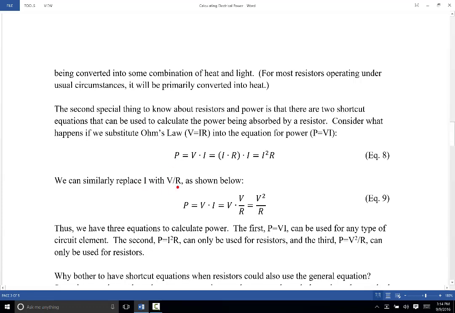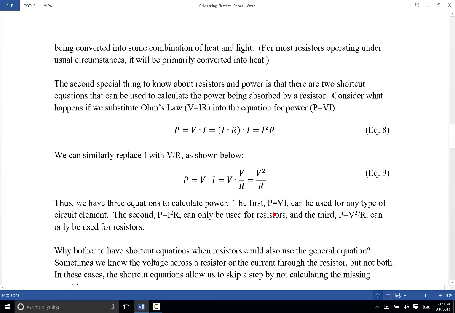Similarly, we could replace I with V divided by R. We go up to Ohm's law, we solve it for I, we get I equals V divided by R, we substitute that into the equation, so V times I becomes V times V divided by R, which becomes V squared divided by R, and there we have our second shortcut equation. So I squared times R, or V squared divided by R, those are going to be the two equations that will allow you to calculate the power associated with the resistor without having to do the extra step of calculating either the current or the voltage.